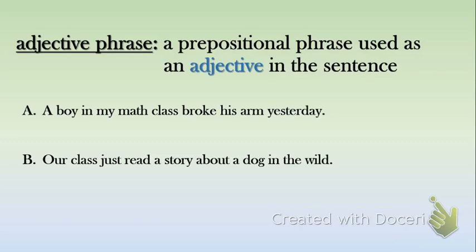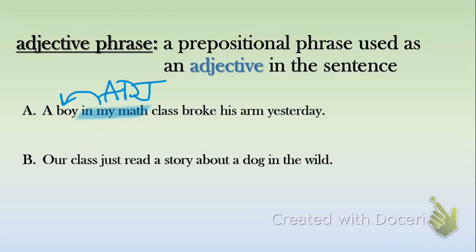So sentence A: a boy in my math class broke his arm yesterday. The first step to success is being able to identify the prepositional phrase in the sentence, and you can see it right here, in my math class. When we ask ourselves what that prepositional phrase is doing in the sentence, it's actually describing which boy we're talking about. It's clarifying, giving more information, describing the boy, which makes this an adjective phrase.